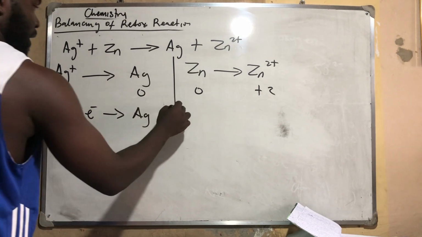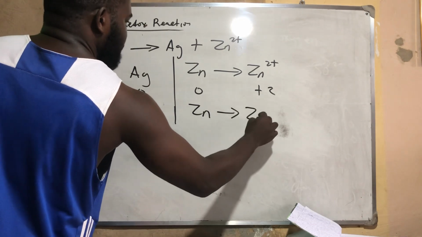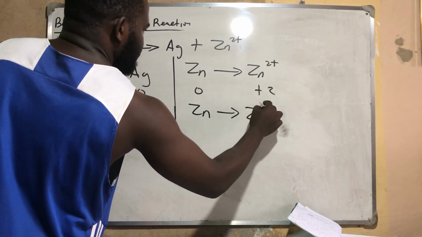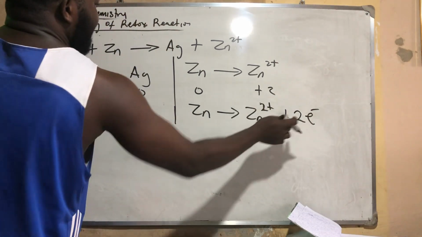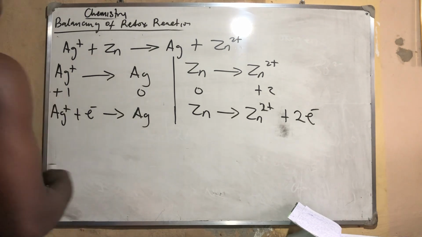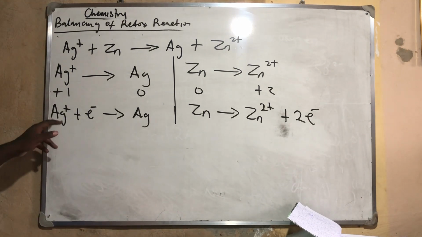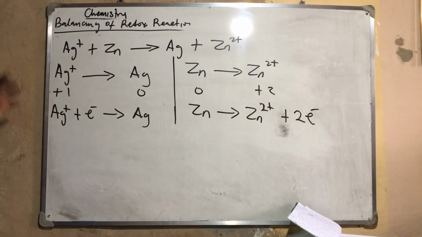Reduction reaction. All right, so look at this one. Zn to give us Zn2 plus, what? 2 electrons. Because we added the electron to the right hand side of this one, that one is what? A reduction reaction. Sorry, on the right hand side it is oxidation, on the left hand side it is reduction.